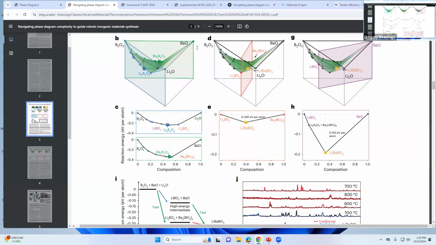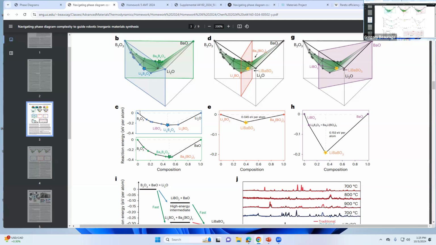barium oxide. Barium oxide is already one of the corners. Lithium borate is halfway down. It's not the best one, but it's pretty close in energy to the best one. So it's possible to get to the lithium borate. And he shows that if you start with lithium borate and then barium oxide, which you have in a bottle, then you're going to get the best energy thing. You're going to get directly to the thing immediately.